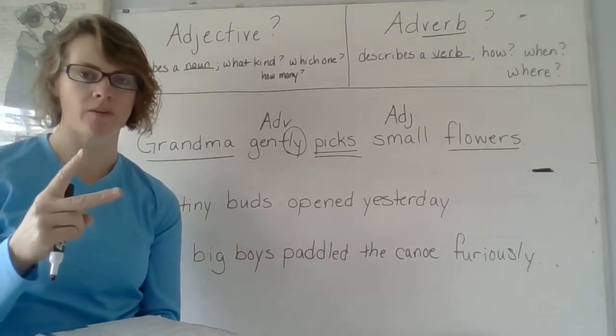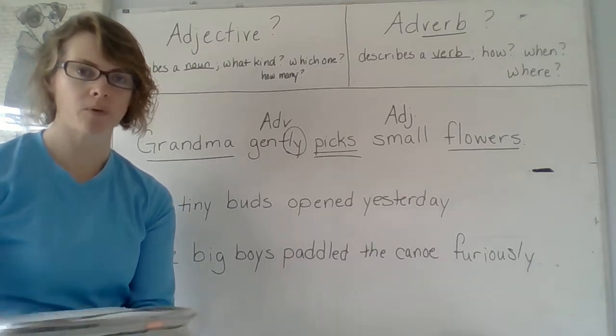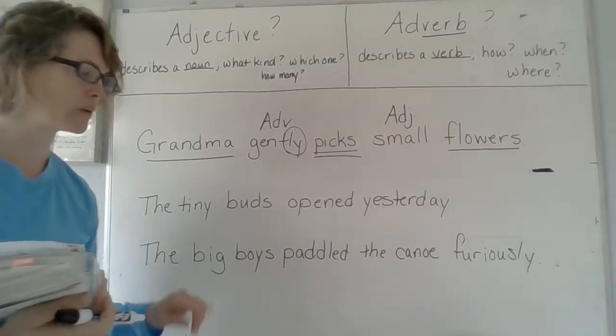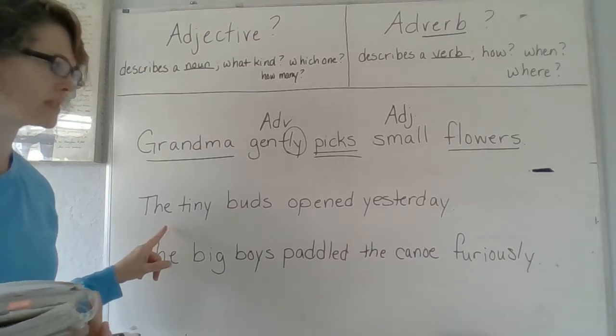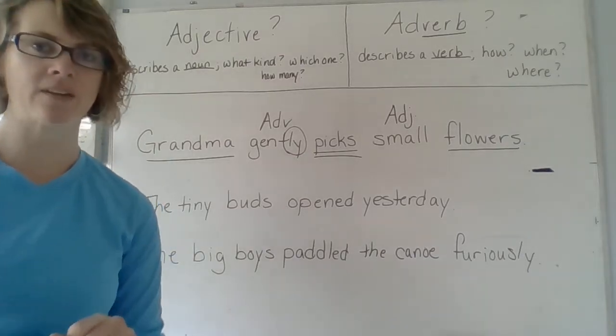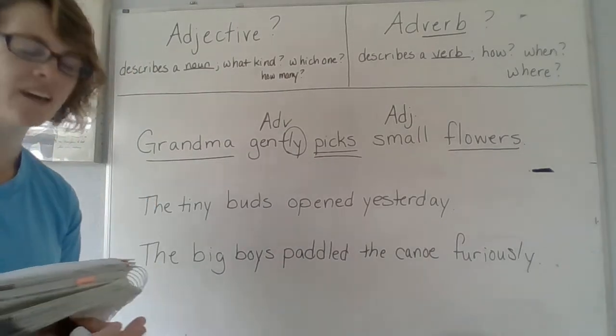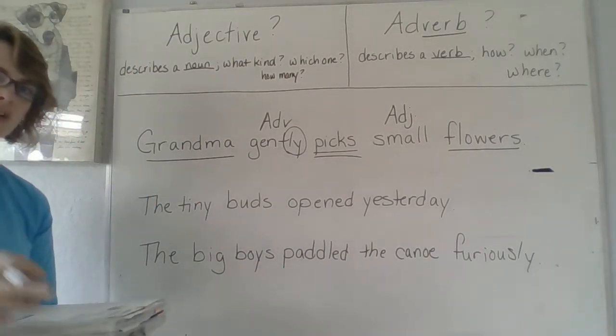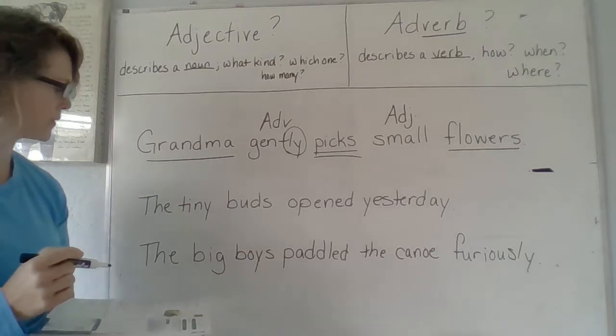We're going to do two more for practice. If you have your whiteboard, I'd like for you to pause the video and write down this second sentence, the tiny buds opened yesterday. Pause the video and write that down on your whiteboard. All right, here we go. Read it from your whiteboard with me and ask the questions.